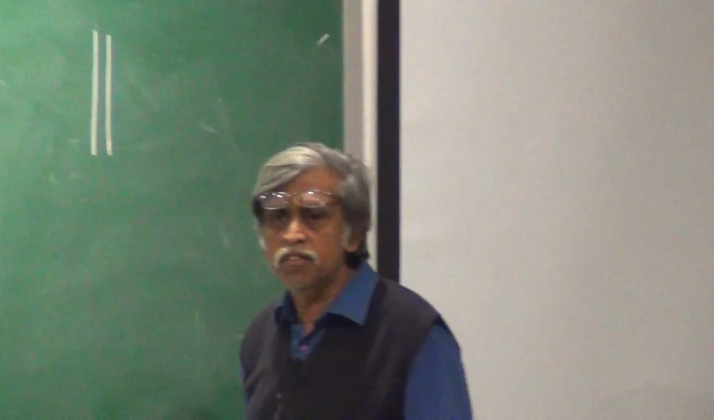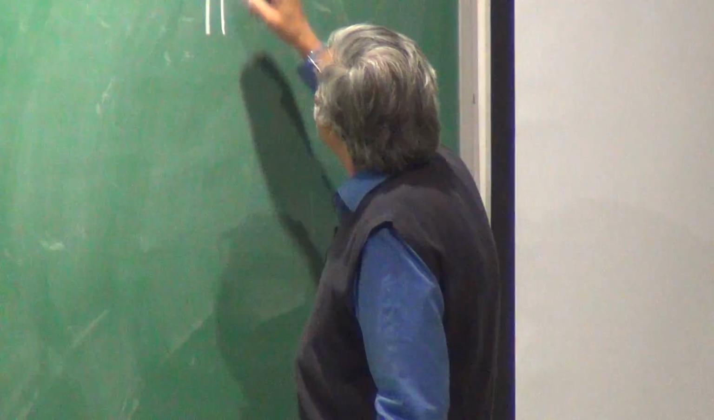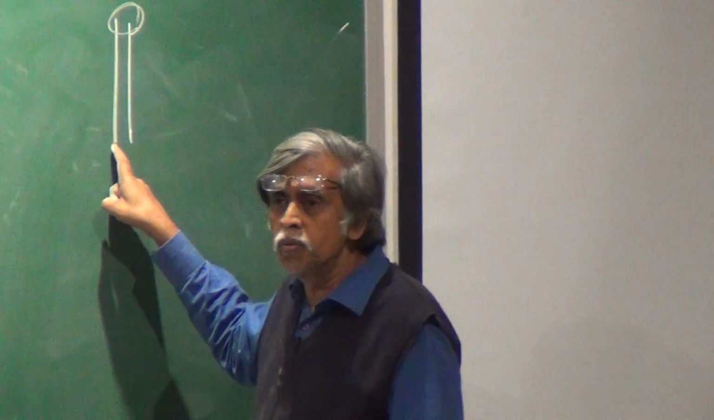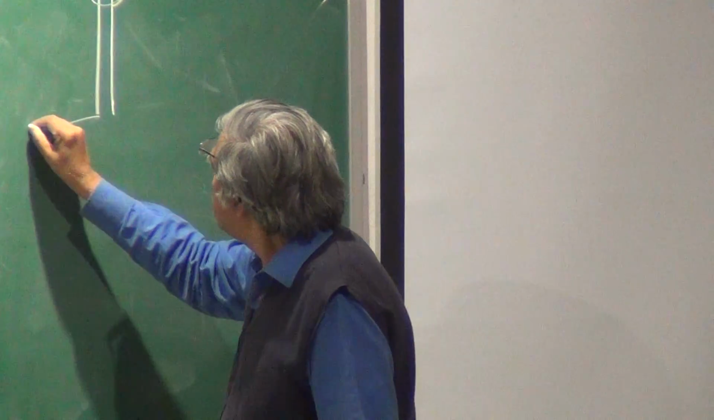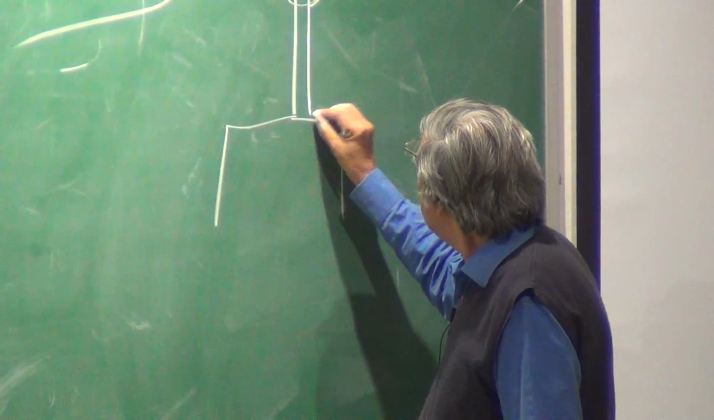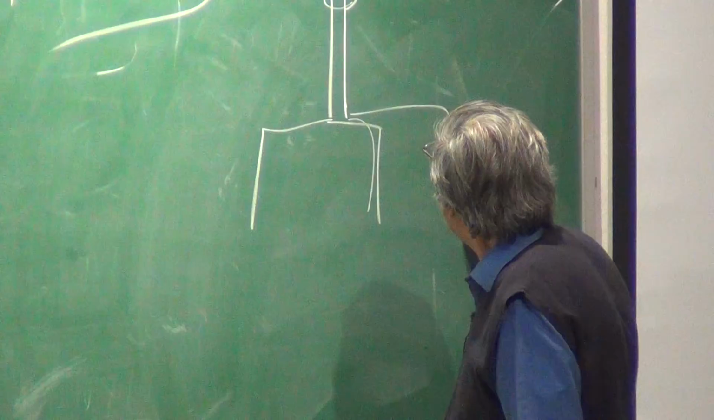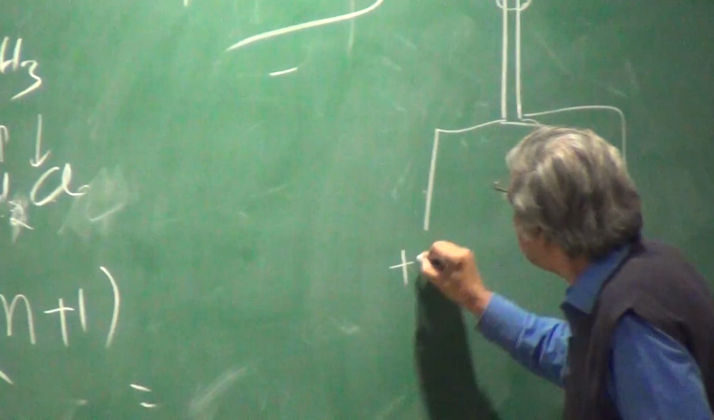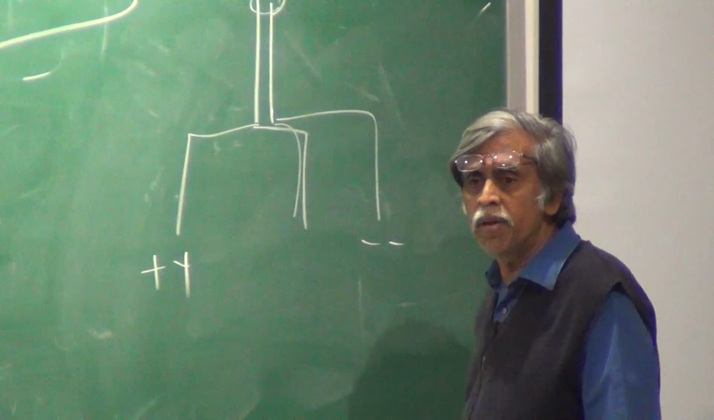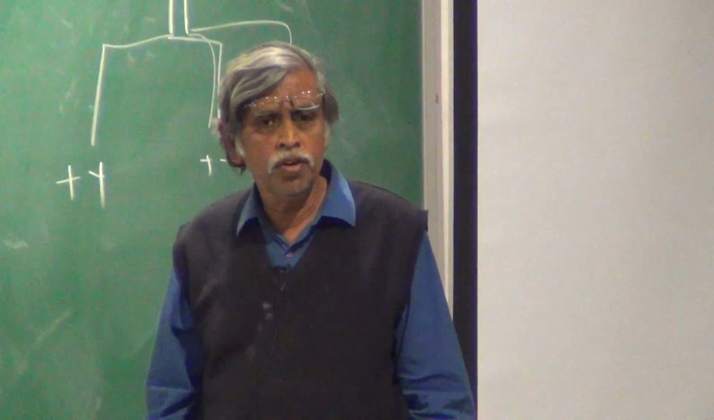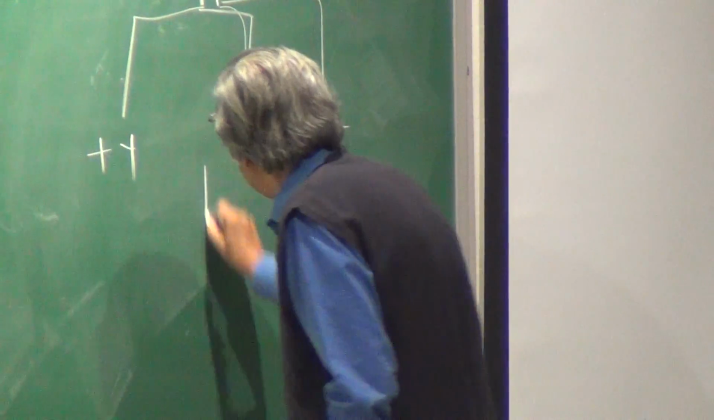If I have two hydrogens, like in this case, and both are equivalent, I put them together. What does this hydrogen do? It splits it into two. And what does this hydrogen do? It splits it into two again. This is the plus-plus combination, this is the minus-minus combination, and this is the plus-minus combination. So you can draw a tree diagram.